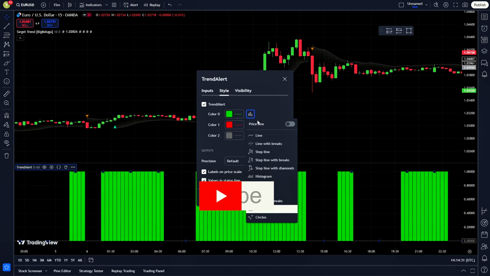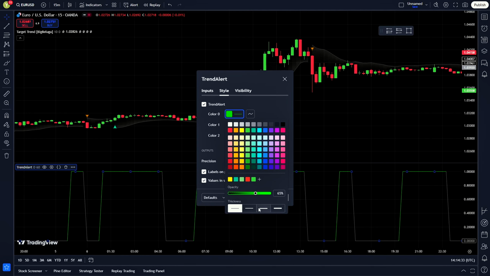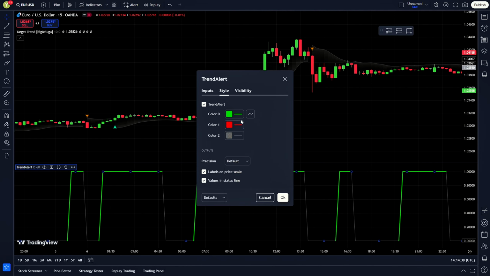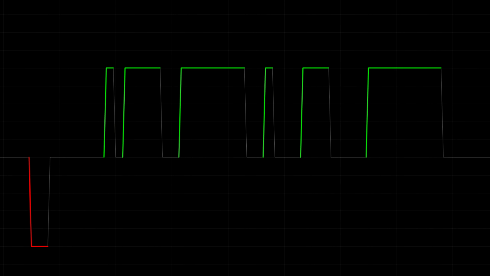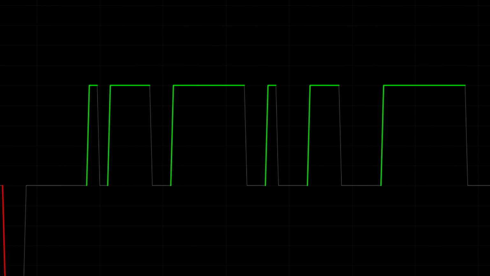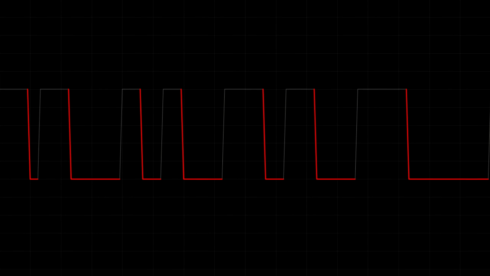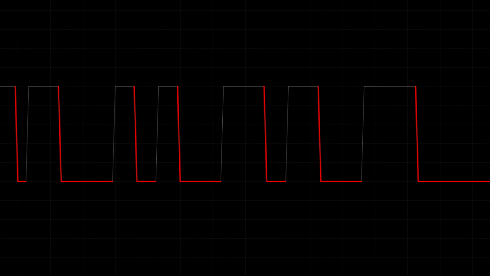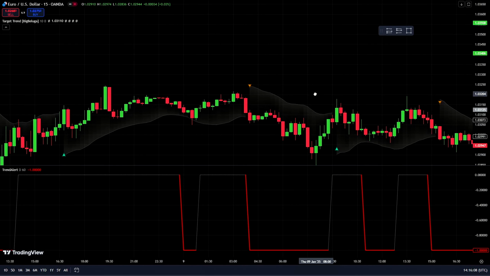In the Style tab, change the appearance to line. Click OK to save. This indicator is used for trend confirmation. Green line equals uptrend confirmation. Red line equals downtrend confirmation. Black line equals no confirmation. Avoid trading.